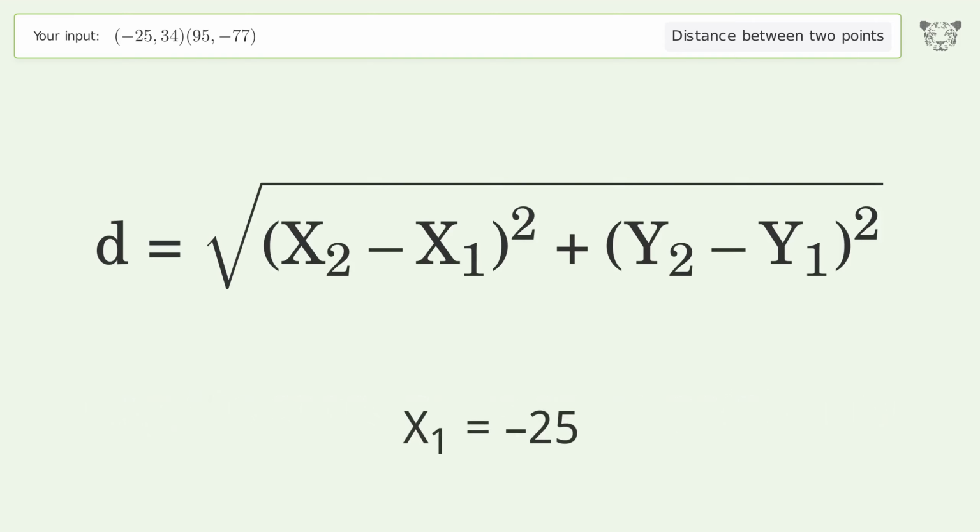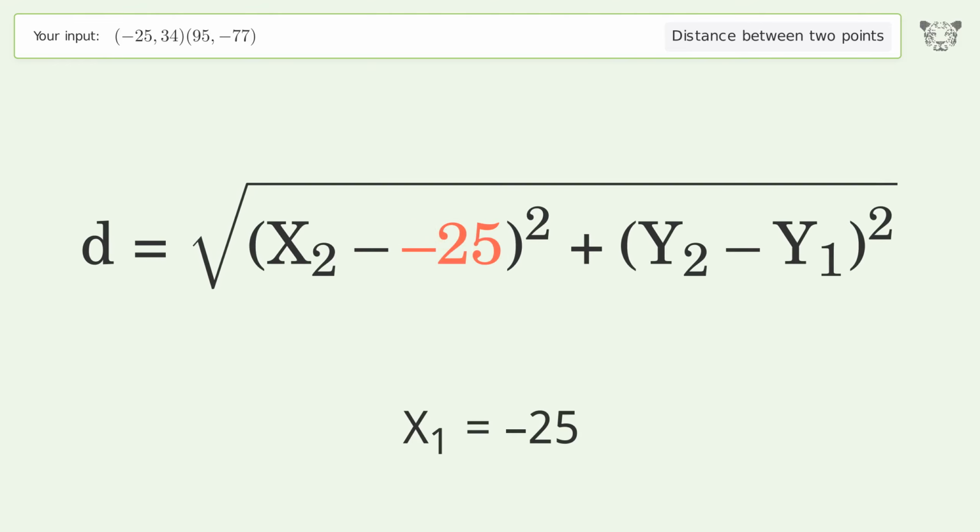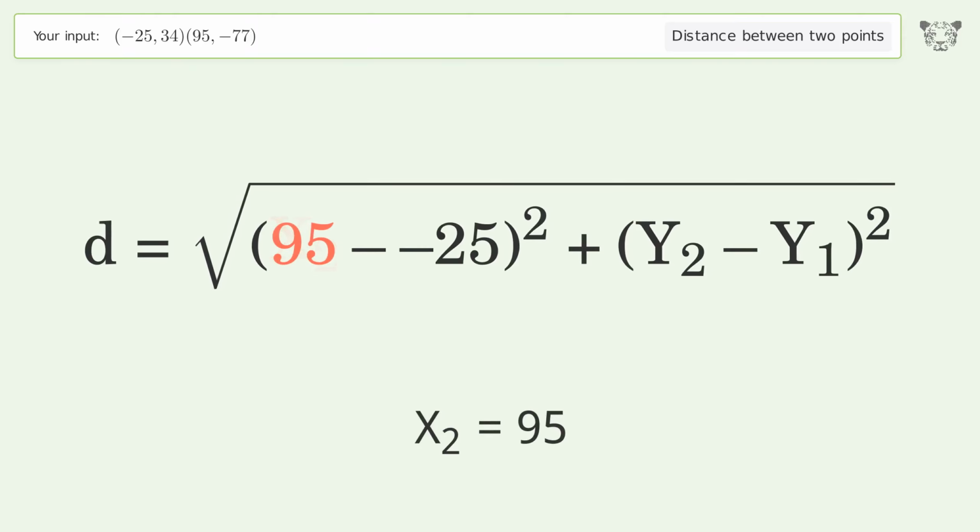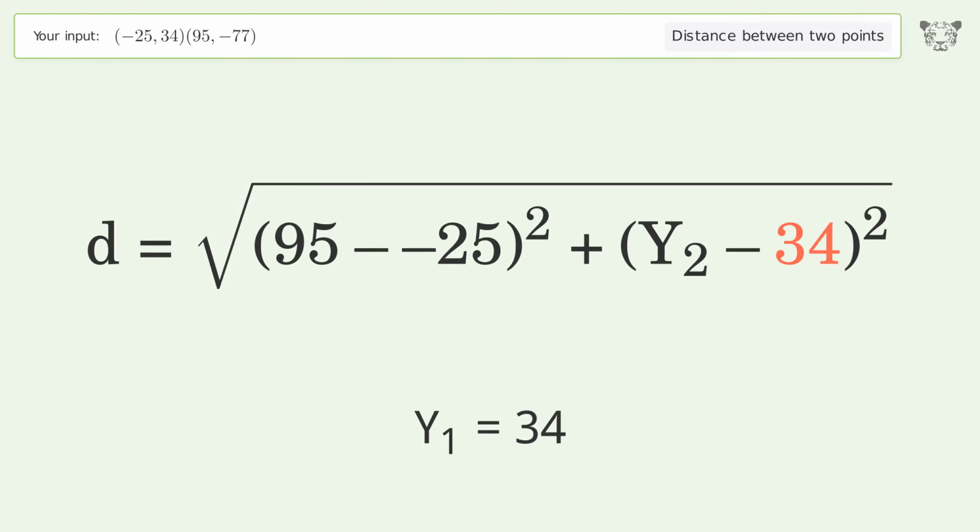x1 equals -25. x2 equals 95. y1 equals 34. y2 equals -77.